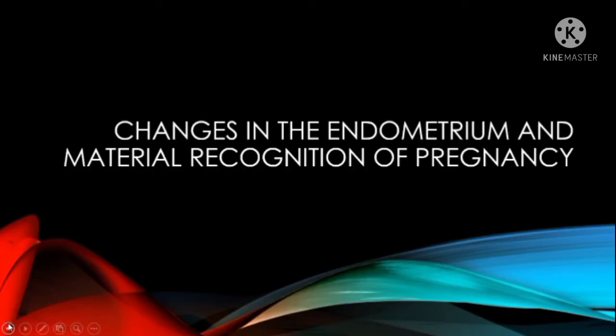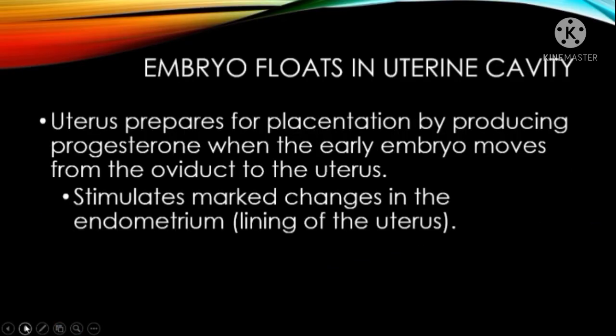Changes in the endometrium and maternal recognition of pregnancy. As the embryo enters the uterine cavity, the uterus prepares for placentation by producing progesterone when the early embryo moves from the oviduct to the uterus. This stimulates marked changes in the endometrium, which is the lining of the uterus.